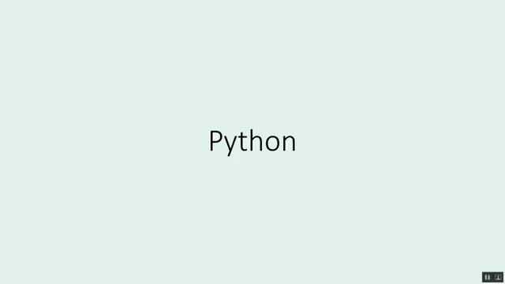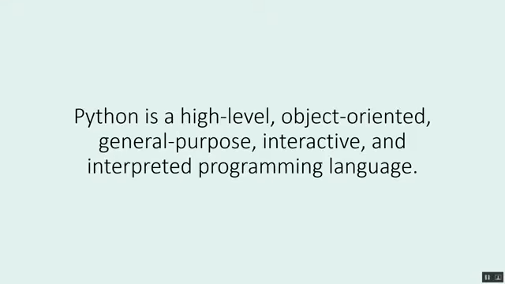First, let us define Python. Python is a high-level, object-oriented, general-purpose, interactive, and interpreted programming language. When we say high-level, it means that a programming language is really easy to understand. It is readable due to its nature that it is really close to English language.